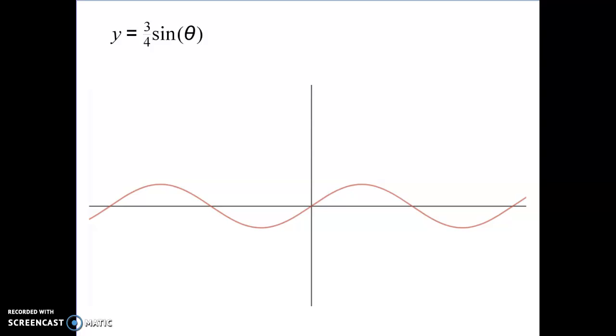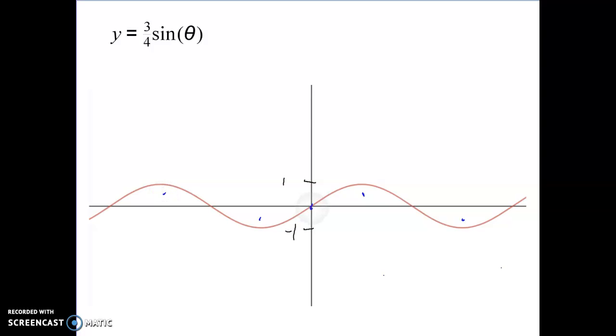All right, let's look at one that is a vertical shrink. So 3/4 is less than 1. So this is going to be a vertical shrink. So I'll put my 1 and my -1 for where the amplitude was before. All right, now instead of going up all the way to 1, this time I'm going to stop a little bit below. I'm going to stop at 3/4. My amplitude is now going to be 3/4 up and down from the midline.